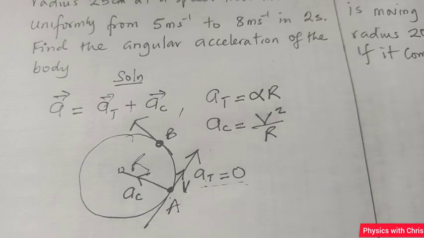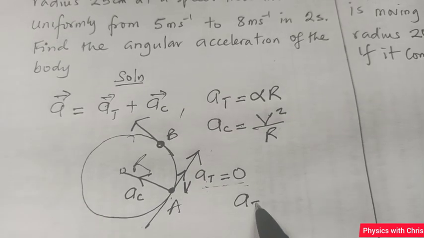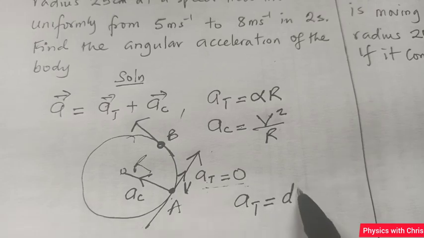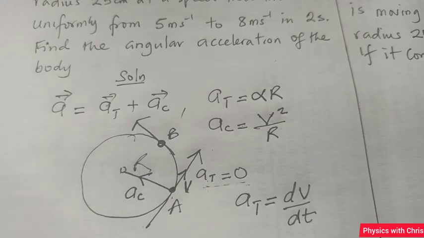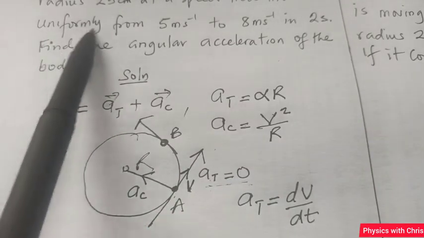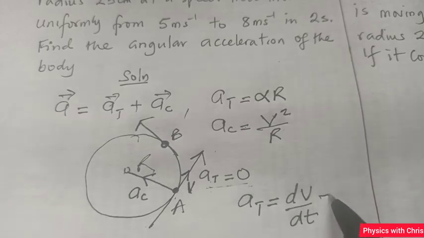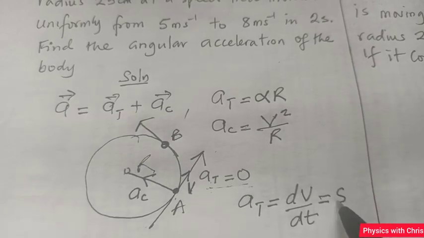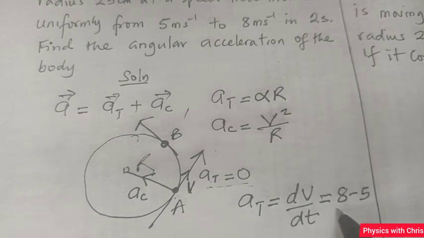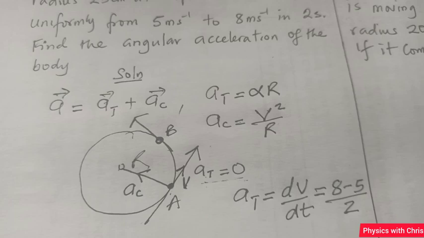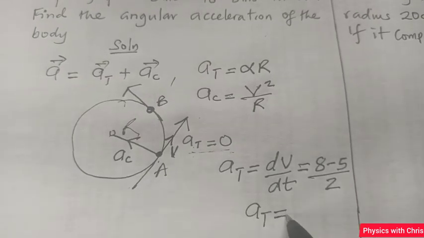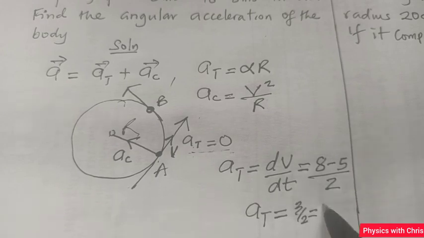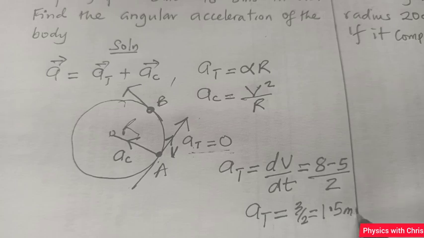So this question says we should find, and again we can write that tangential acceleration is given by change in velocity with respect to change in time. Here the body moves with a speed that increases uniformly from 5 to 8. So the change in velocity is the final velocity 8 minus 5, divided by 2 seconds, because it takes 2 seconds to achieve that change. So my tangential acceleration is 3 over 2, which is 1.5 meters per second squared.